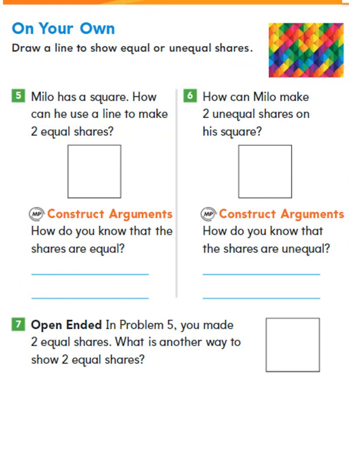Let's go on. Again, this is where you're going to work independently. Aquí los niños trabajan independiente, on your own. Let's look at number 5. Milo has a square. How can he use a line to make two equal shares?